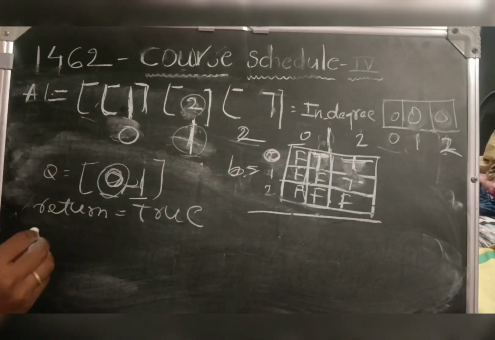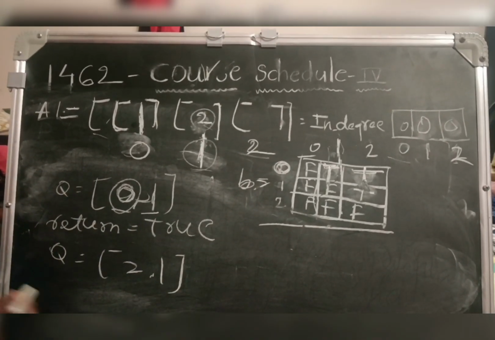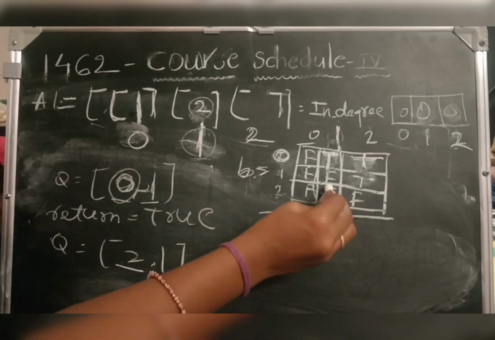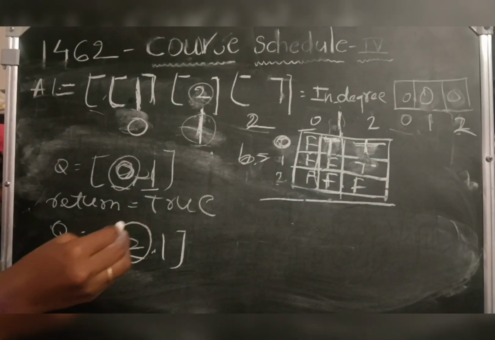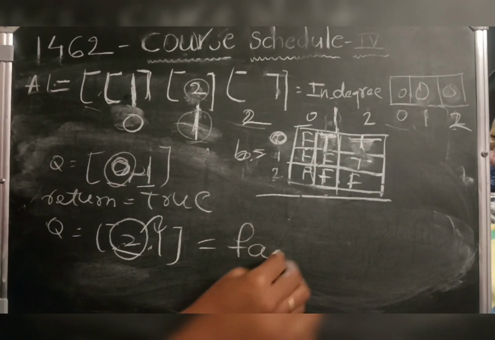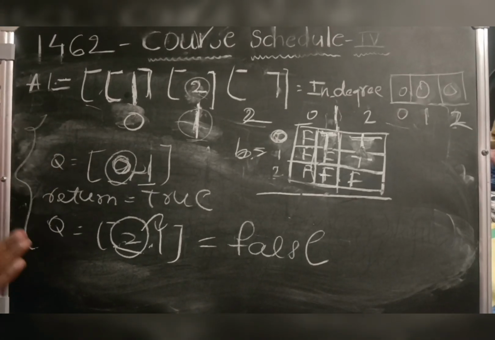If they give a query like this, 2 and 1, when you see row 2 and column 1, it is false, meaning 2 need not be a prerequisite of 1. So here we return false. This is the algorithm we use to solve this problem.